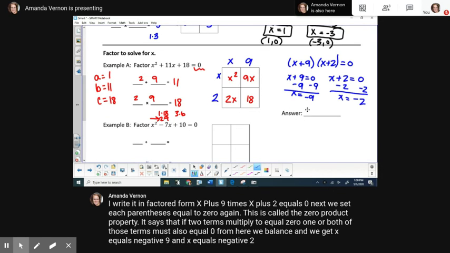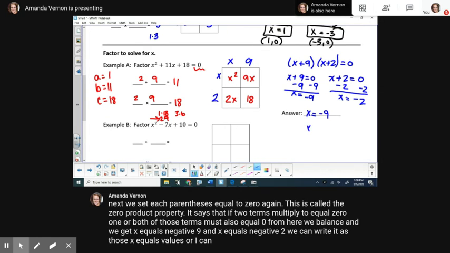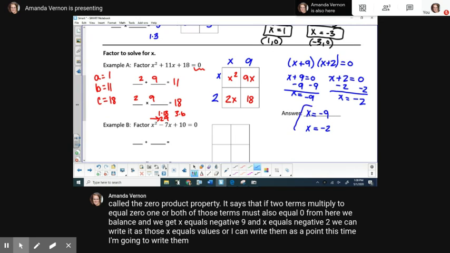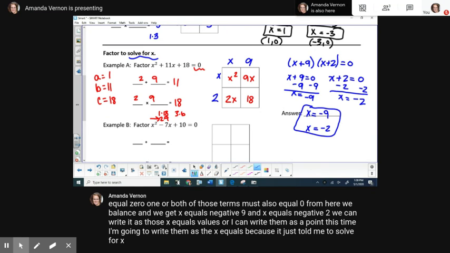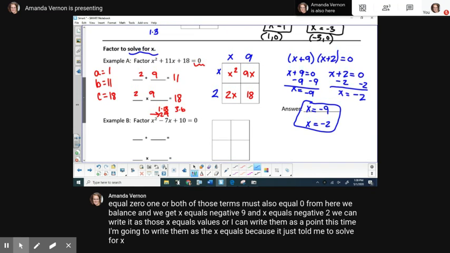We can write it as those x equals values, or I can write them as a point. This time, I'm going to write them as the x equals because it just told me to solve for x. Let's move on to example B.